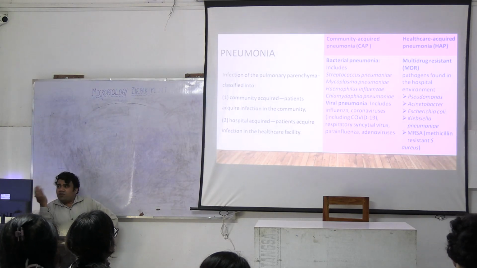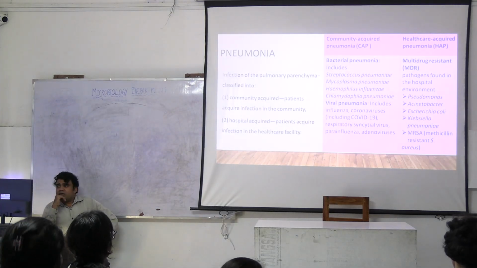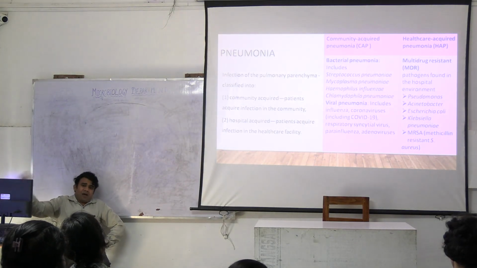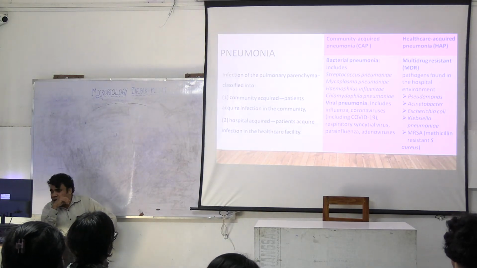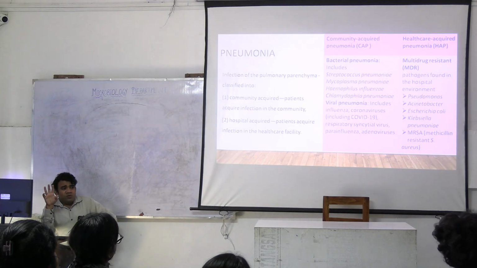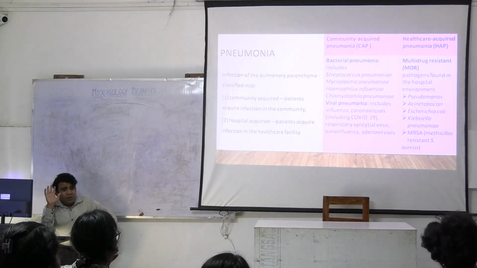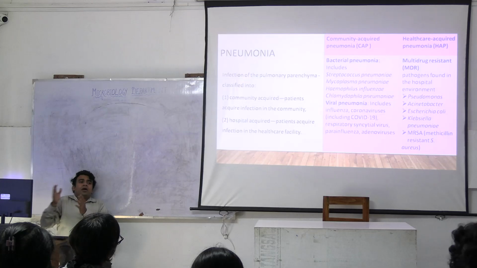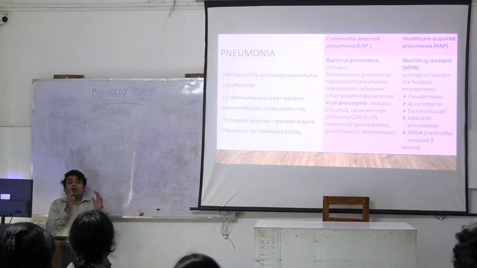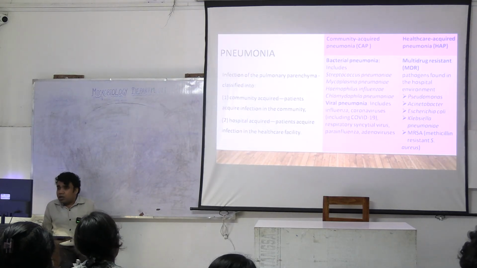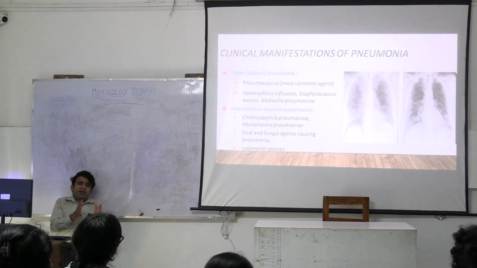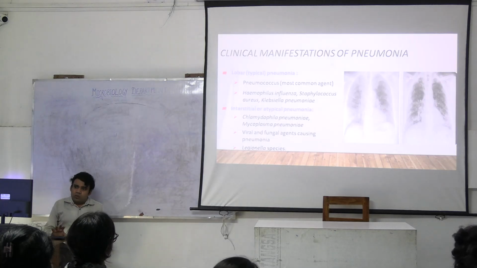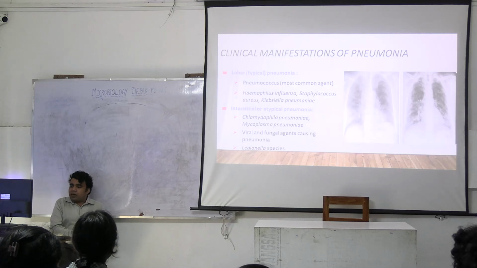Now how are they different from the healthcare associated? In healthcare we can find the gram-negative organisms, namely Pseudomonas, Escherichia coli, Klebsiella, Acinetobacter, and among the gram-positive we have Staphylococcus. Now please remember, Staphylococci can cause both community acquired and hospital acquired pneumonia, but MRSA, that is methicillin resistant Staphylococci, are more commonly associated with hospital acquired pneumonia. This is divided based on the organisms which cause the pneumonia. If you know the organism, you can start the treatment based on that.